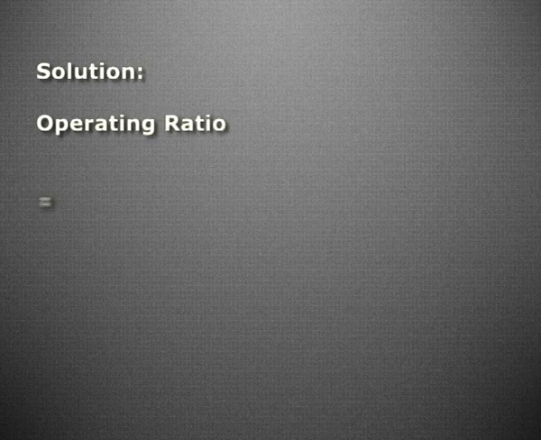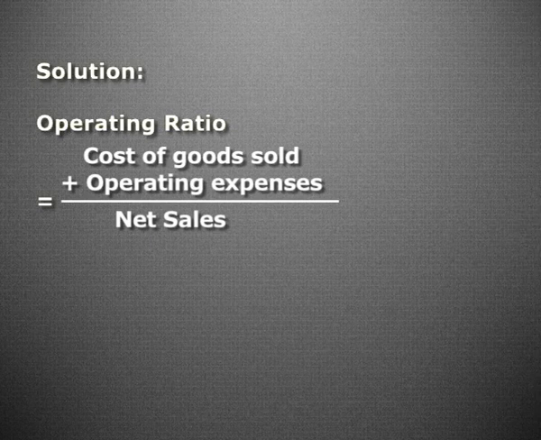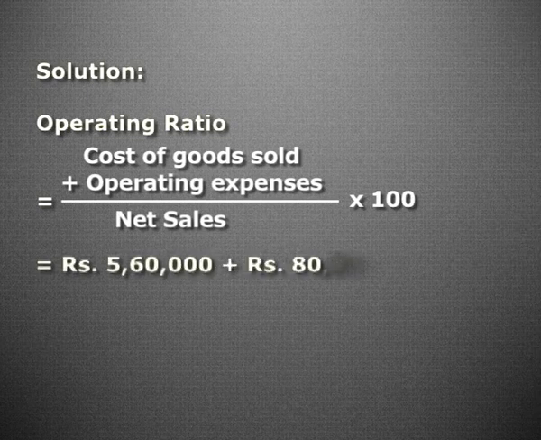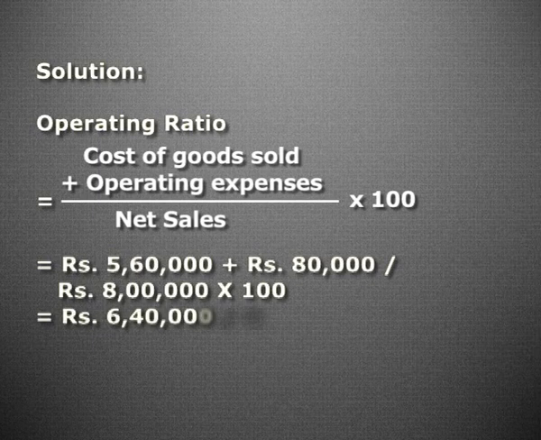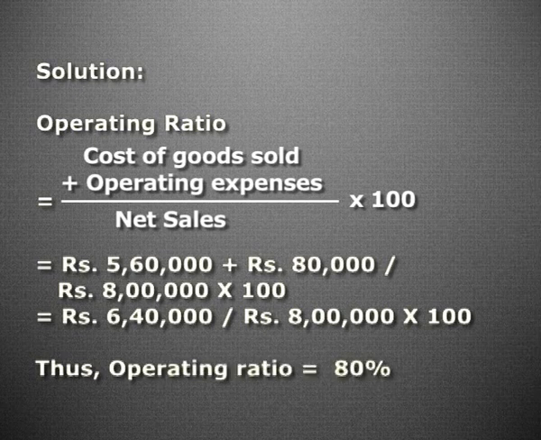Solution. Operating ratio is equals to cost of goods sold plus operating expenses divided by net sales into 100 is equals to rupees 5,60,000 plus rupees 80,000 divided by rupees 8 lakhs into 100 is equals to 6,40,000 divided by rupees 8 lakh into 100. Thus, operating ratio is 80%.